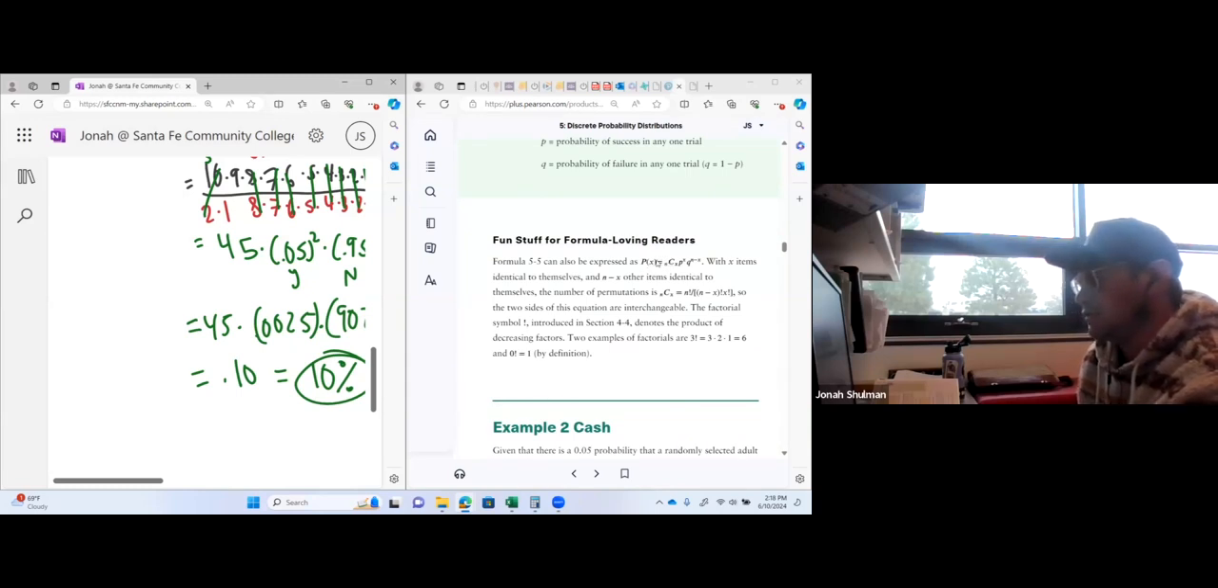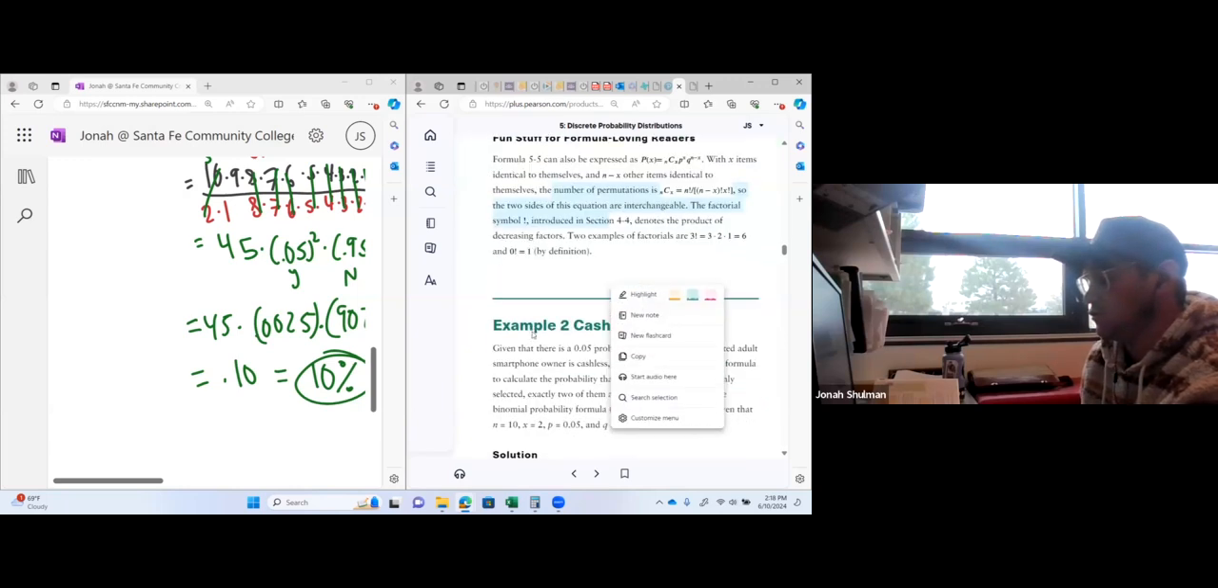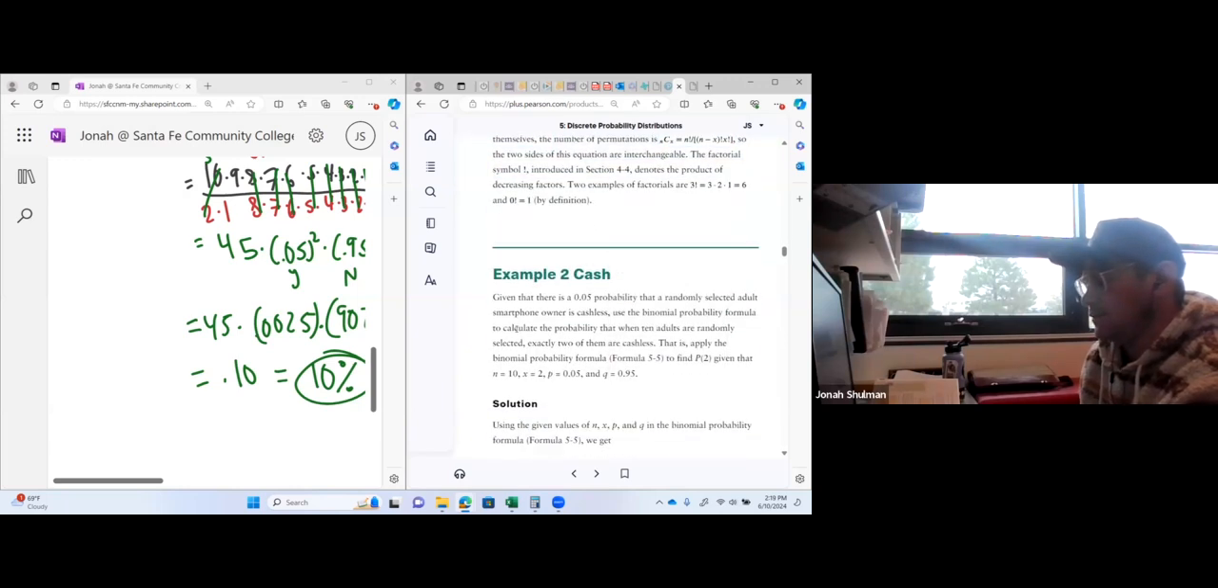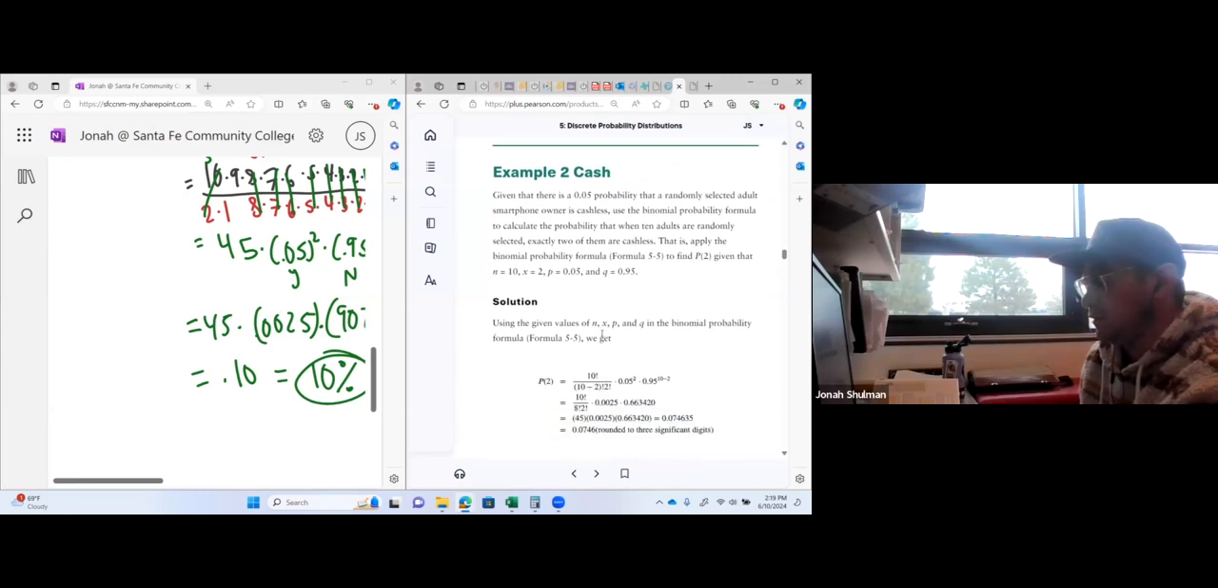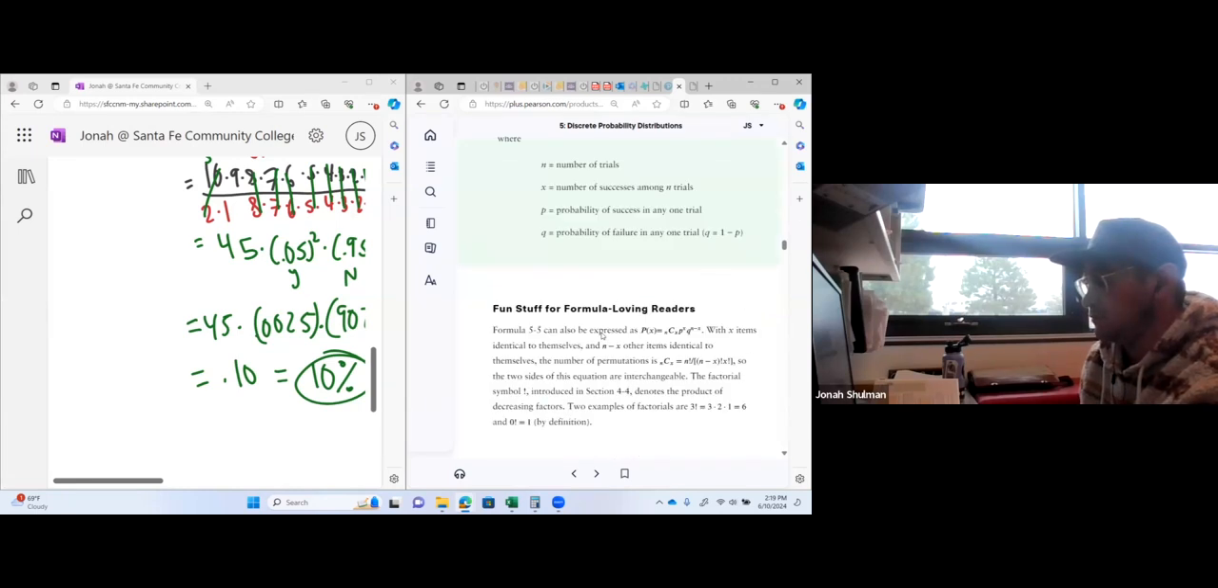What a surprise. It has the combinations. The number of permutations is this, so the two sides of this equation are interchangeable. That's cool. Oh, so one side's combinations and one side's permutations. That's fun. I'm glad I showed you those before. All right. Should I do an example? Yeah, I might as well show you an example.